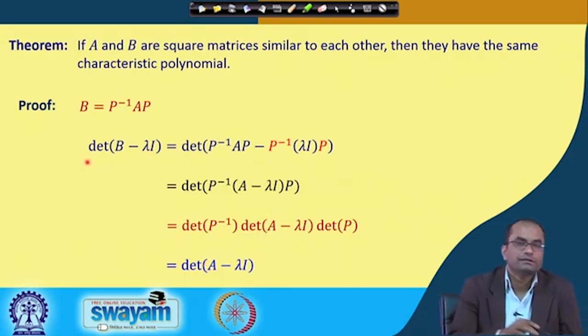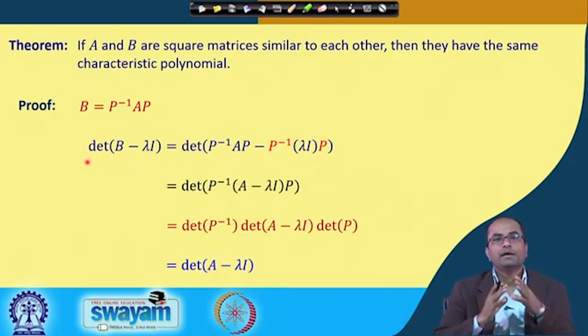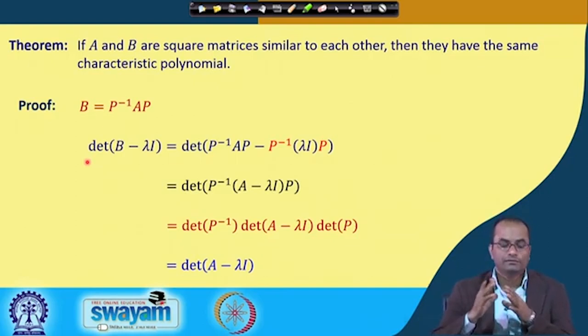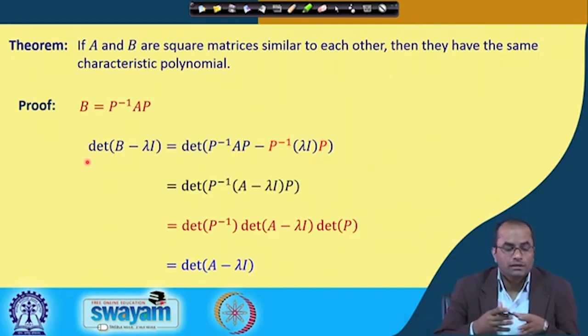So, what we have seen is that the determinant of B minus lambda I is equal to the determinant of A minus lambda I. So, they have the same characteristic polynomial. In other words, we can say again that A and B will have the same eigenvalues, and we have seen in the previous slide the relation for the eigenvectors as well.